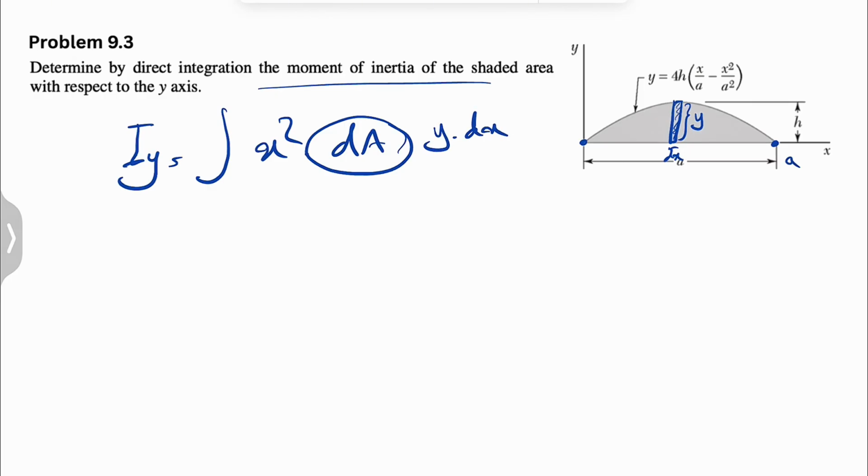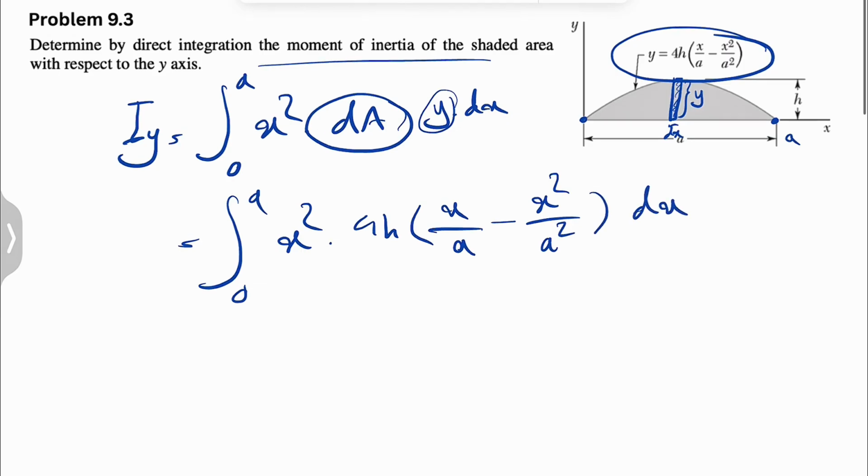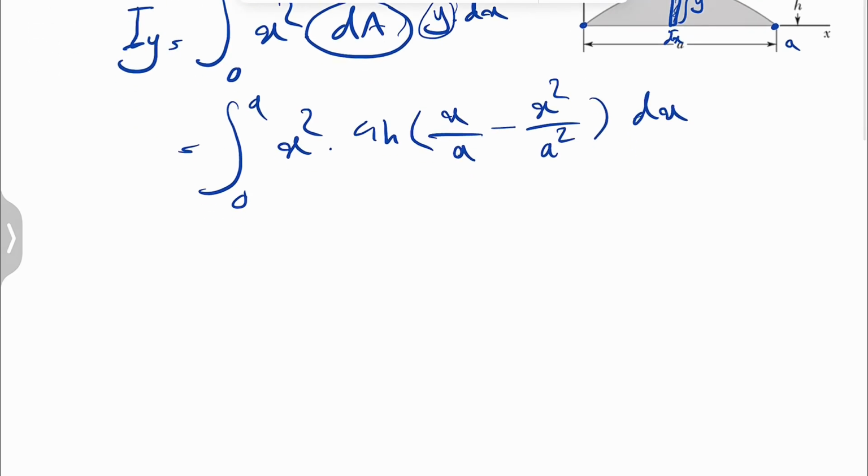So in order to solve this integral, and it's going to be from 0 to a, we need to have y and x consistent, so we need everything based on x. But that's not a problem because the question is giving us the relationship between y and x. So this is going to be the integral from 0 to a of x squared times 4h x over a minus x squared over a squared dx.